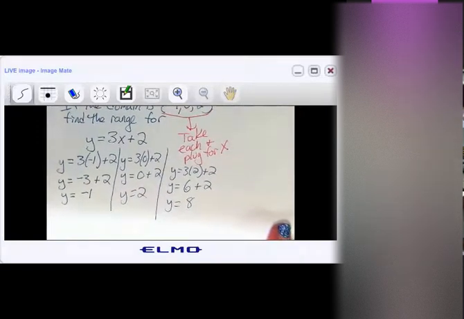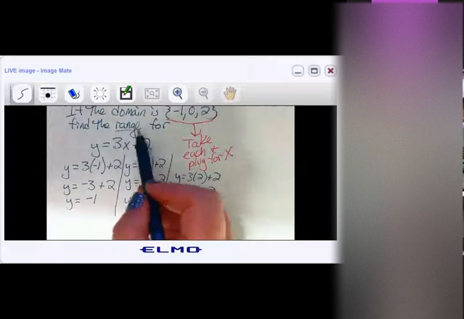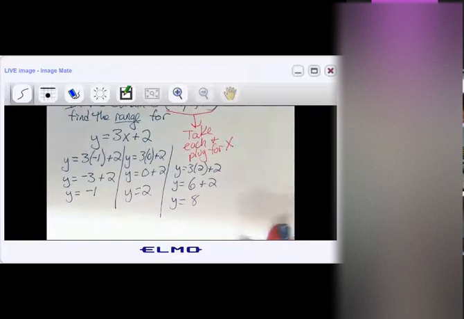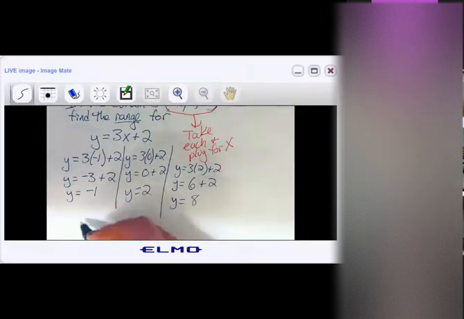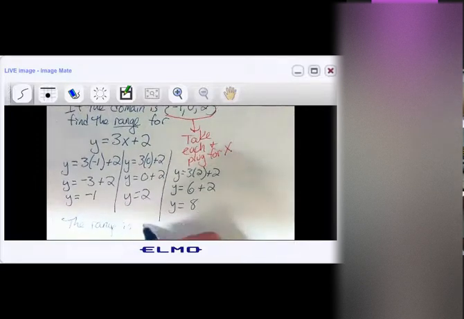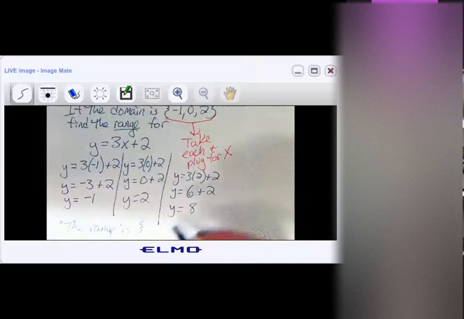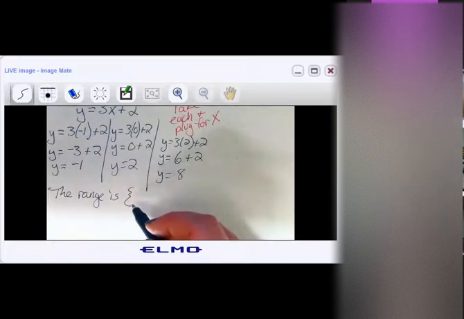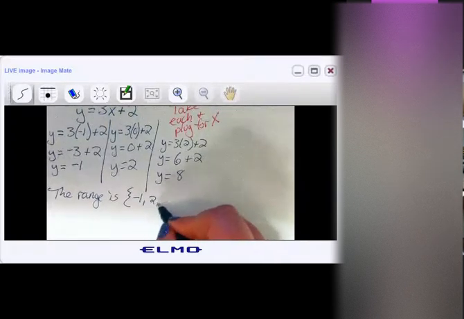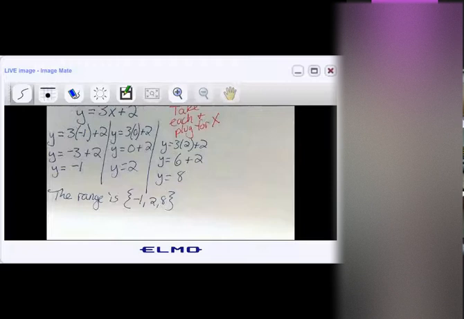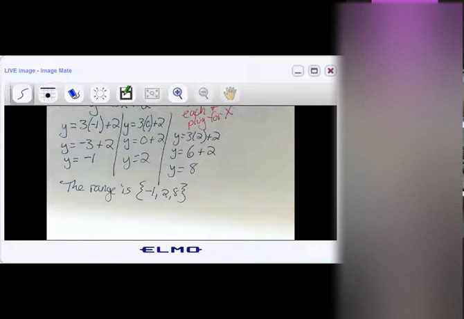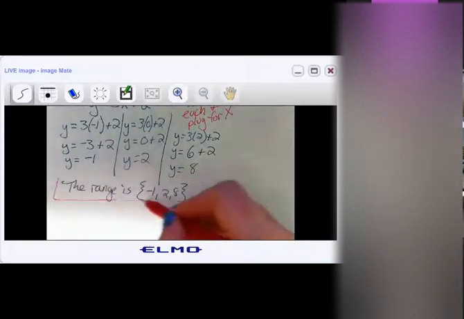So when I go to write my final answer, because they're asking for the range, I'm just going to throw them all in a list. You don't have to write it out, but the range is, and then I just list my 3 answers. Remember we talked about having a list yesterday, and so order doesn't even really matter. -1 to 8, you could have put it as 8 to -1. Since it's just a listing, I just put it all in there and I have it. So there is my answer.